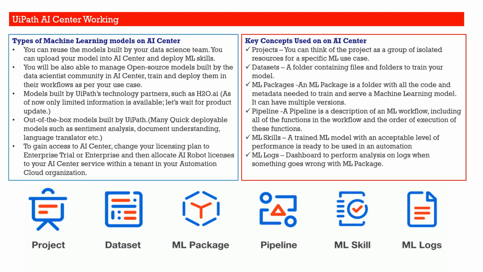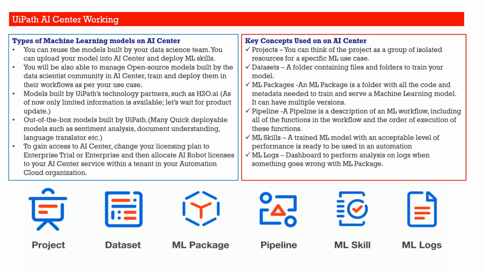Now we have a pipeline. What is a pipeline? A pipeline is nothing but a workflow which contains all the functions of the workflow in order to execute and train your data. So you should be able to define how you want to train your dataset. That's basically when you are deploying and retraining the dataset.